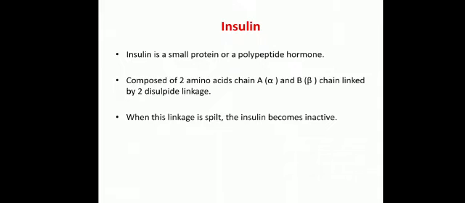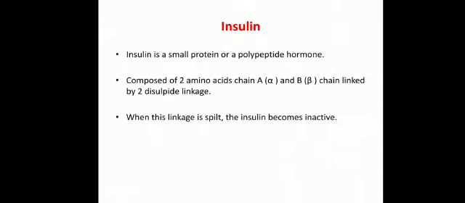So for that, please keep in mind, insulin is a very small protein, or you can call it a polypeptide hormone. If you look at the structure, insulin is composed of 2 amino acid chains: chain A, or the alpha chain, and chain B, or the beta chain, which are linked together by 2 disulfide linkages.